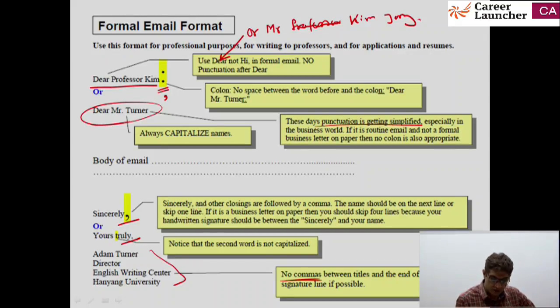And then look at this particular part too. The name should be on the next line, or you can skip one line. So, you'd likely have some gap here. And in case it's a business letter, and not an email, then you know that this gap is obviously going to be larger, so that you can go ahead and put in your signature here very clearly.